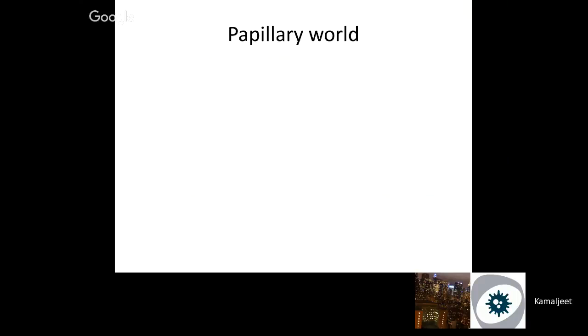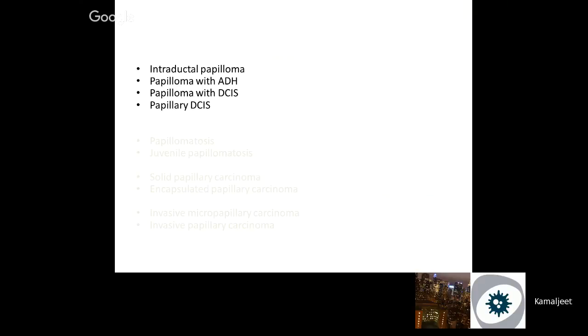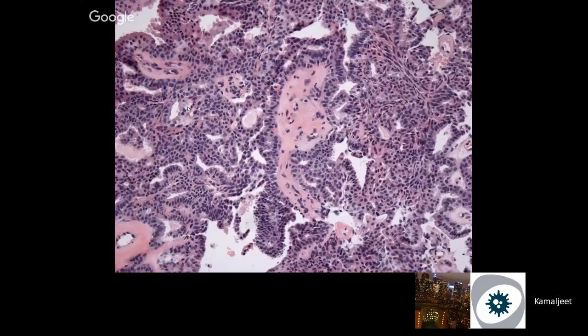So let's go on to the papillary world, and these are the lesions which we will be covering. Let's start with the intraductal papilloma. This is a core biopsy from an intraductal papilloma, and what you are expecting in a benign intraductal papilloma are these hyalinized, overt, big fibrovascular cores, which are present with epithelial proliferation, which on a closer look looks like usual type ductal hyperplasia.